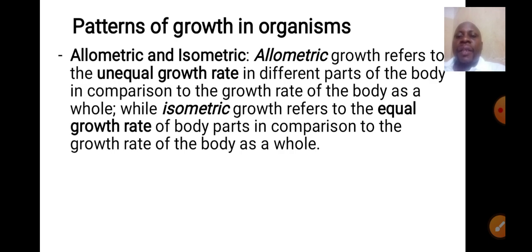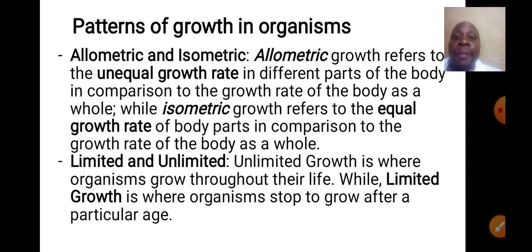Okay, so allometric growth pattern refers to the unequal growth rate in different parts of the body in comparison to the growth rate of the whole body. On the other hand, isometric growth pattern, iso means equal, refers to the equal growth rate of body parts in comparison to the growth of the body as a whole. So if you have an organism with all the organs growing at the same rate, that is what we call isometric growth. On the other hand, if some parts of the body grow at a faster rate than others, that one is allometric growth pattern. Is it clear?